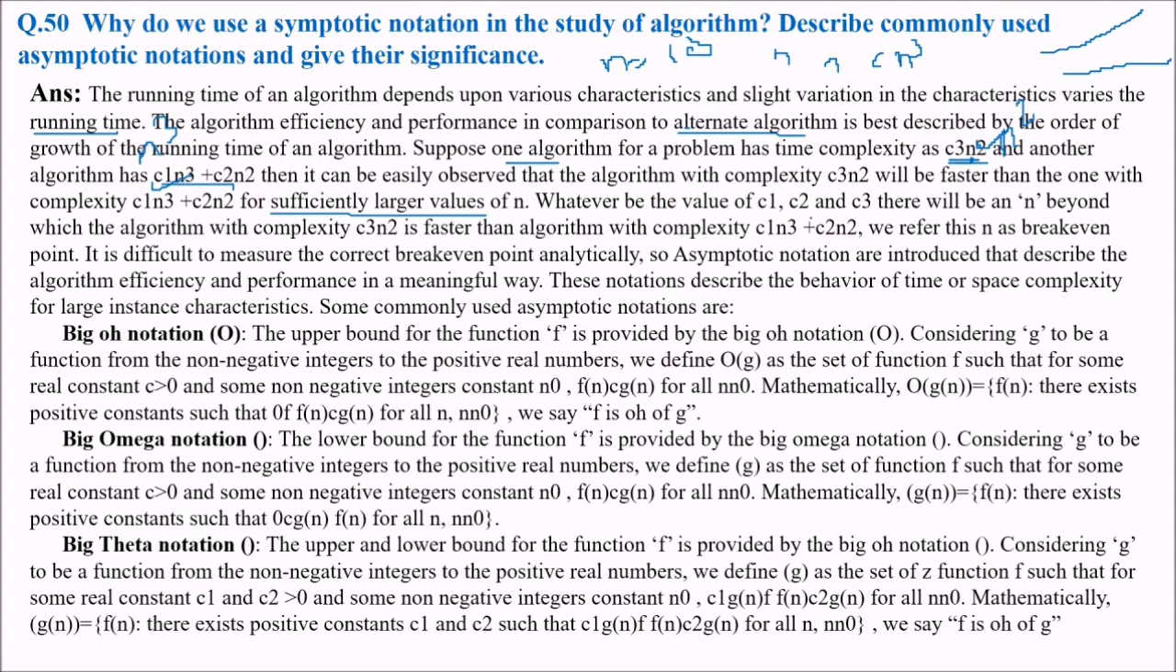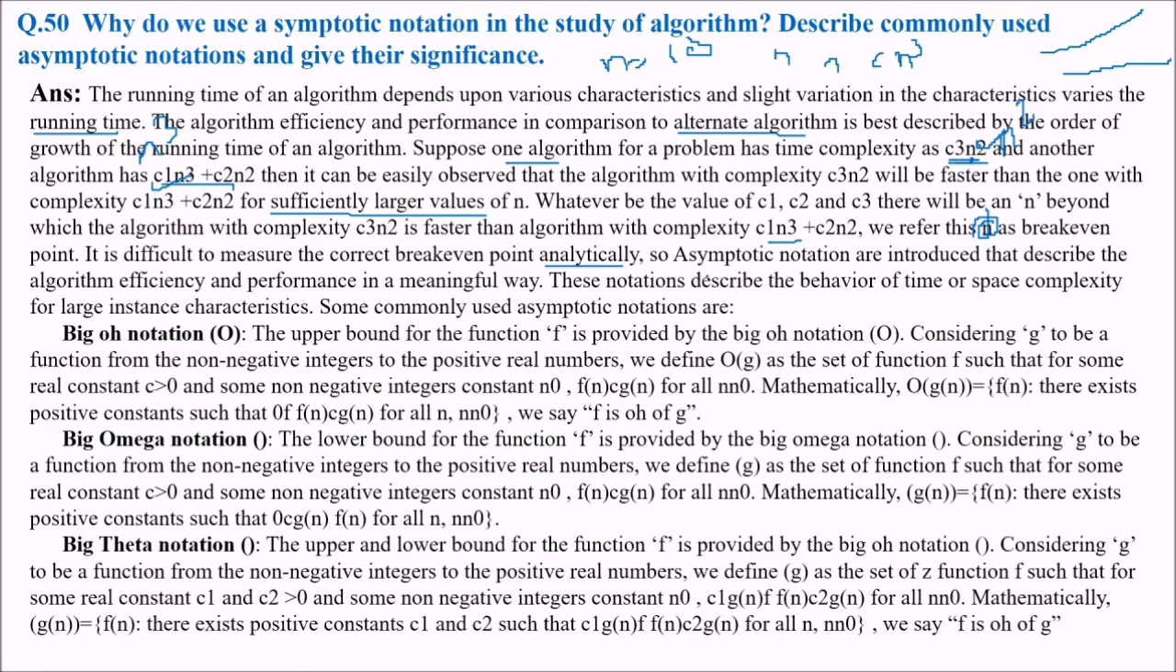So whatever be the values of the constants C1, C2, C3, there will be an n beyond which the algorithm with complexity C3 n square is always faster than C1 n cube plus C2 n square. We refer to this n as the break-even point. It is difficult to measure the correct break-even point analytically. What we are saying is that there is such an n, but analytically we may not be able to find it.